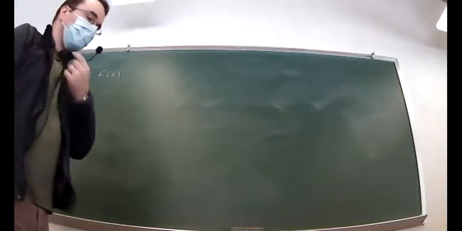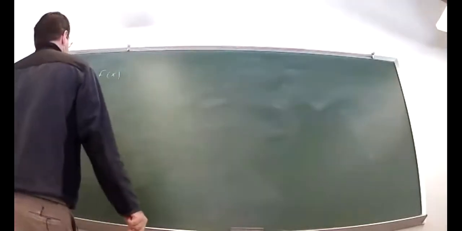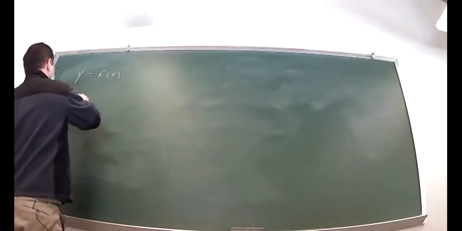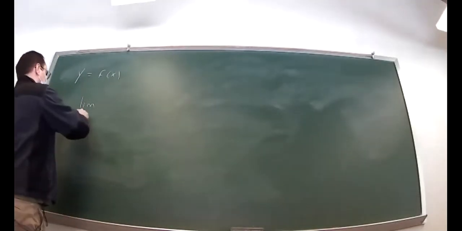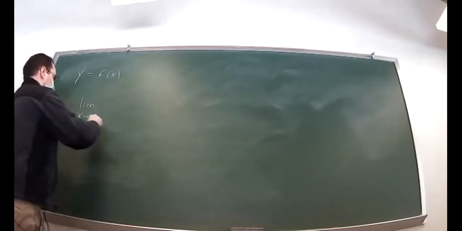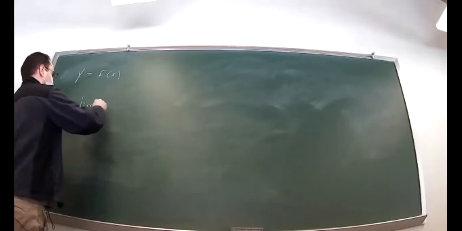So we can talk about a function having a limit. Let's start with some function y equals f of x. And we can say that the limit, we write lim for limit, as x approaches a number a of f of x.